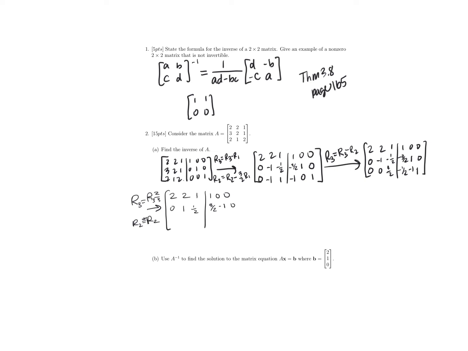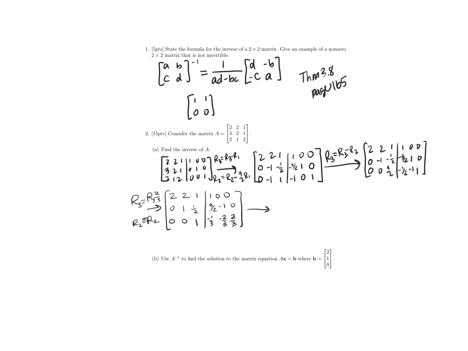And then I'll have row 3 is 2/3 row 3. So 0, 0, 1. And then this gives me, okay, I'm multiplying it by 2/3. So that's going to give me 4/6. This gives me negative 1/3. And then negative 2/3. And then 2/3. Okay. And now we're getting close.